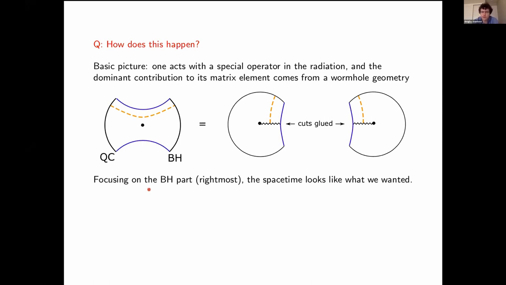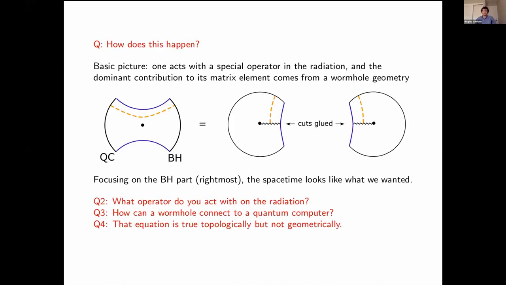We can think about this wormhole sort of like we're computing some funny observable. And the funny observable has a dominant contribution from some kind of instanton effect. But because of the large amount of entanglement, the large K parameter in Jeff's talk, this instanton effect is actually not suppressed. It's order one. Okay, so this is the basic picture.